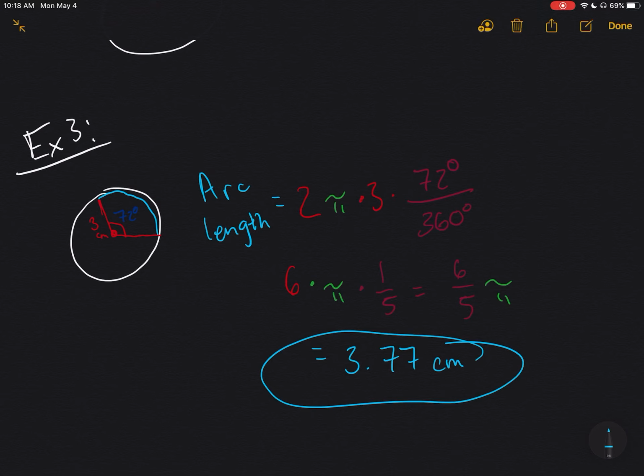That's the distance around the circle within that 72 degree segment there. So it's a portion of the circle. It's not the entire circumference. It's just what we call an arc length.